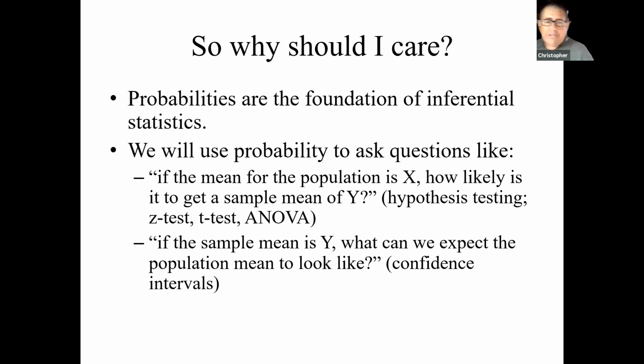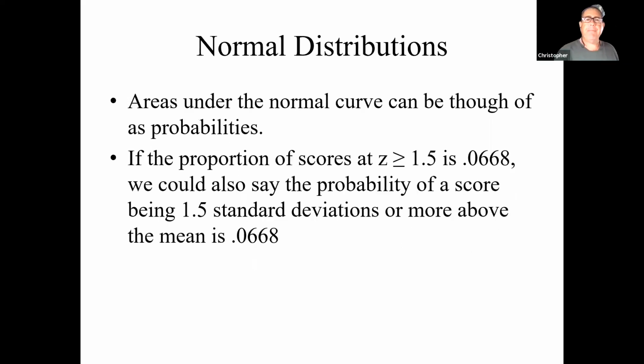We'll look at questions such as, if the sample mean is Y, what can we expect the population mean to look like? We'll see ranges like this a good bit when we talk about things like political polls. We'll often see those polls reflected as with intervals or with a margin of error. And that's what that's getting at, trying to estimate what a population might look like given a sample.